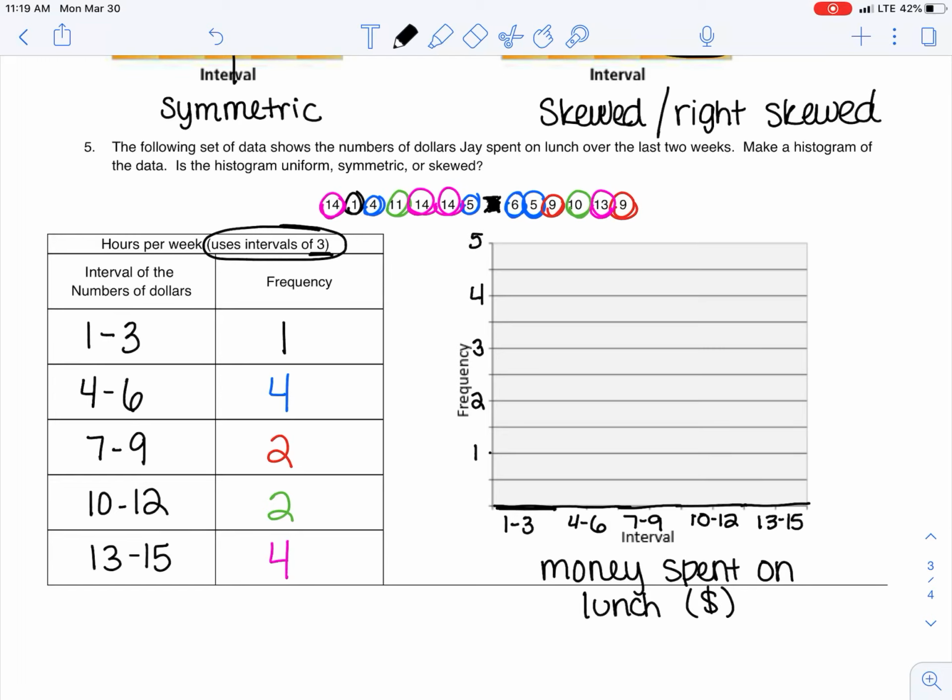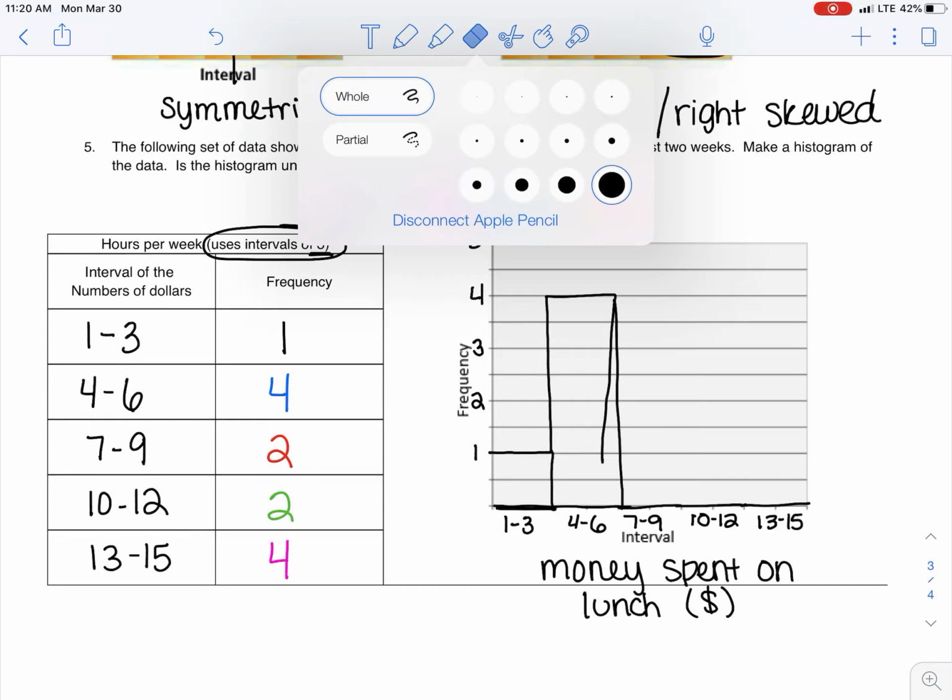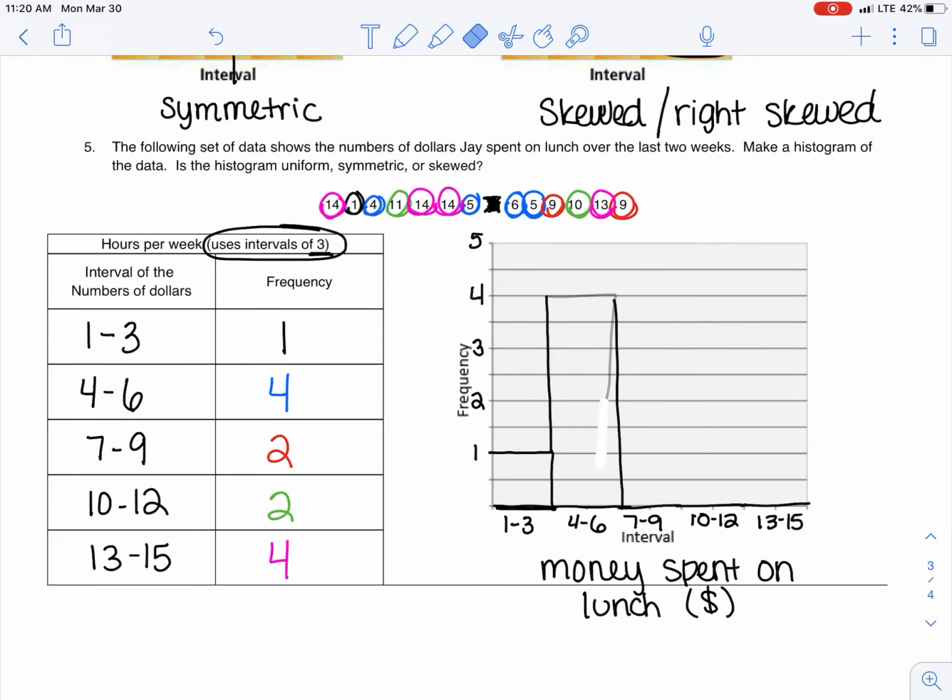Okay, so from 1 to 3, we only had one time that he spent $1 to $3. Okay, then from 4 to 6, he spent that 4 times. Whoa, getting crazy with my lines here. See if I can erase that without erasing everything else. There we go. Then we have 7 to 9, he spent that twice. 10 to 12, he spent that twice as well. And then from $13 to $15, he spent that 4 times.